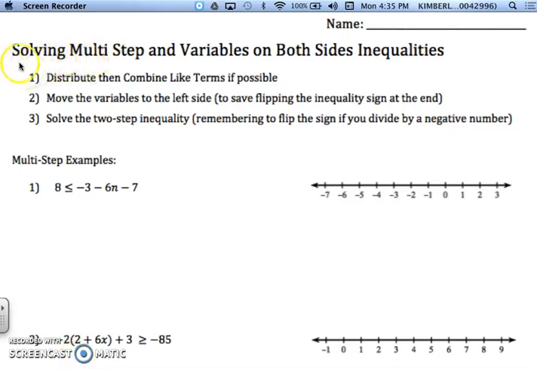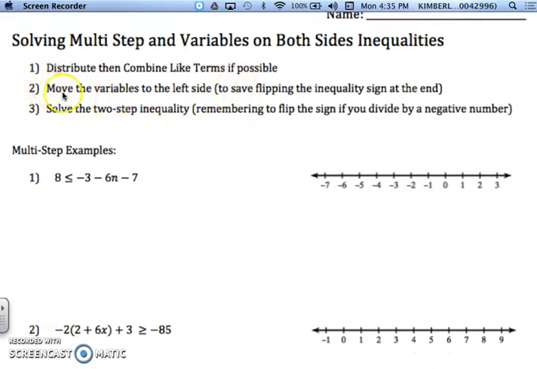So now we're going to talk about solving multi-step and variables on both sides inequalities. So these are just like equations, and we need to keep in mind the same rules we learned yesterday. So the first thing to do is to distribute and then combine like terms if possible. Okay. The second thing to do is to move the variables to the left side.